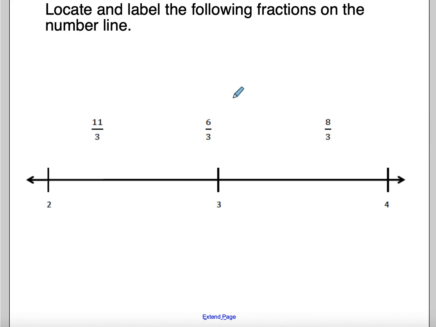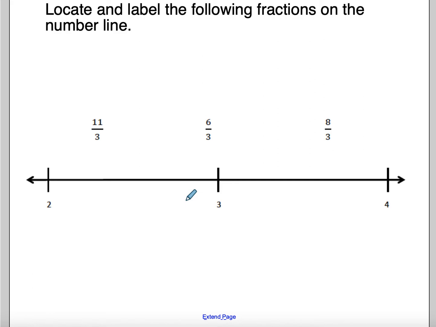So let's try one together. If you do not have the materials you need, please pause now. Grab what you need to solve with me and copy and do as I do. So if you're not ready, please pause now, get your materials, and draw this number line here.